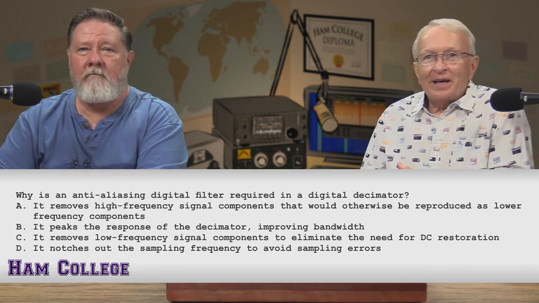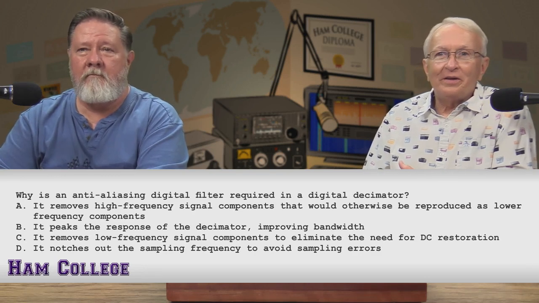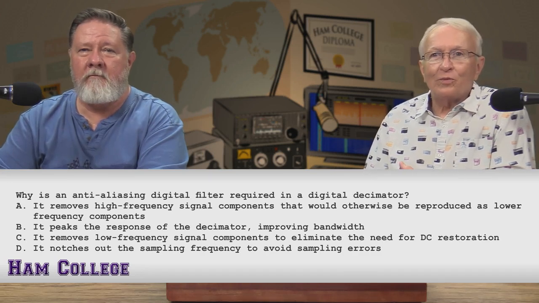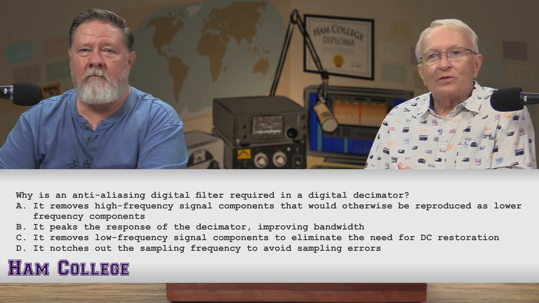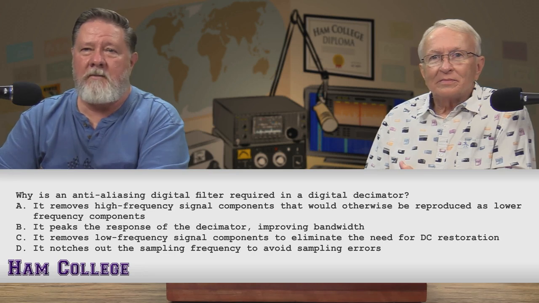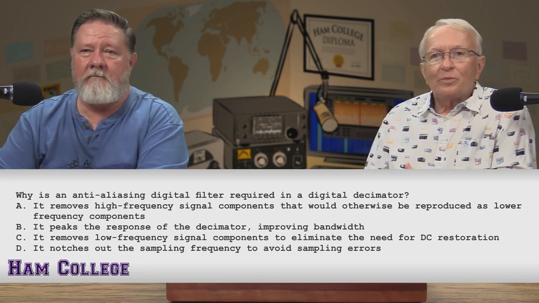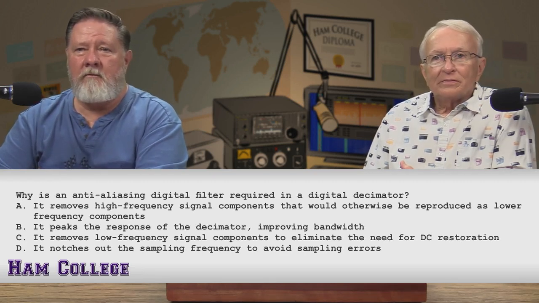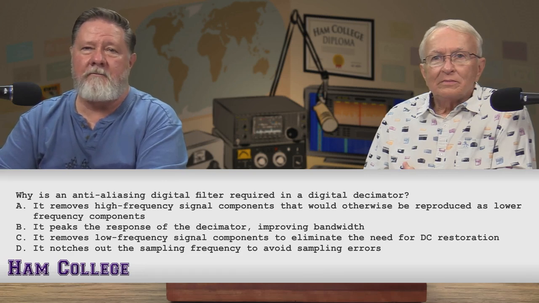Why is an anti-aliasing digital filter required in a digital decimator? A, it removes high-frequency signal components that would otherwise be reproduced as lower-frequency components. B, it peaks the response of the decimator, improving bandwidth. C, it removes low-frequency signal components to eliminate the need for DC restoration. Or D, it notches out sampling frequency to avoid sampling errors. Anti-aliasing removes high-frequency signal components that would otherwise be reproduced as lower-frequency components.